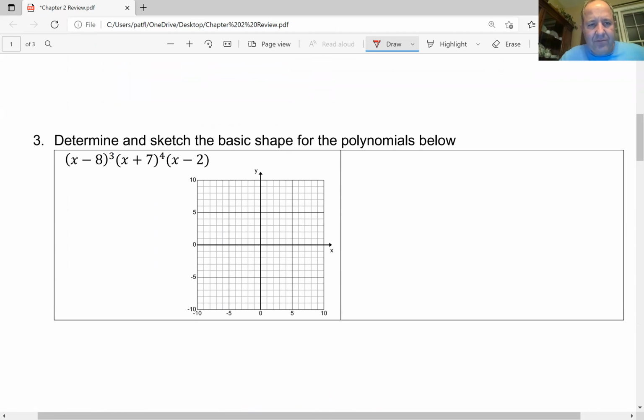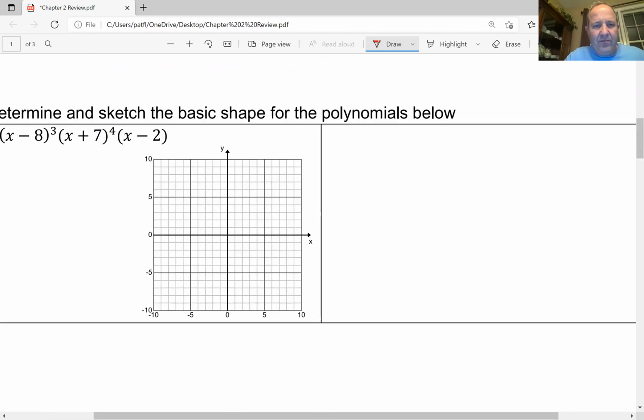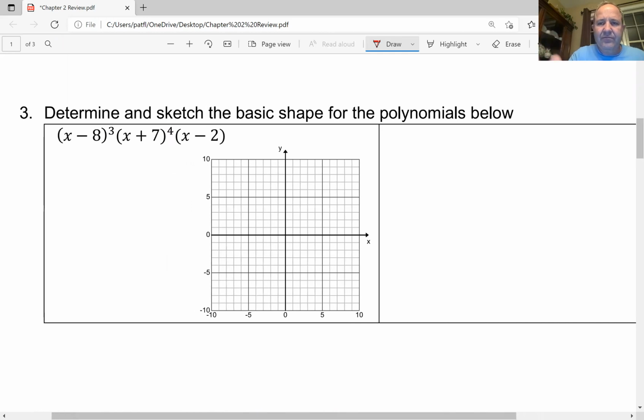Okay, press pause. Otherwise, I'm going to go ahead and work it out. So our zeros are 8, -7, and 2. Should plot those out. 8, -7, and then 2. Now, the multiplicity for this is 3, right? Multiplicity for this is 4.